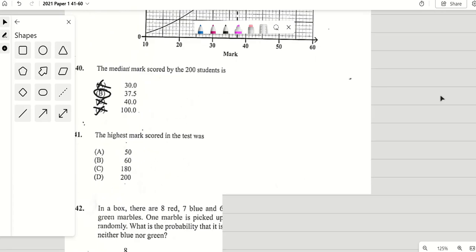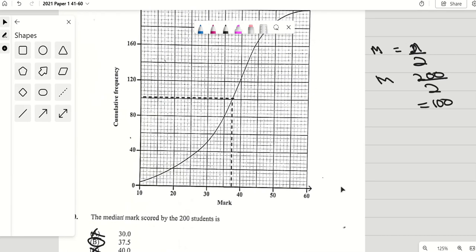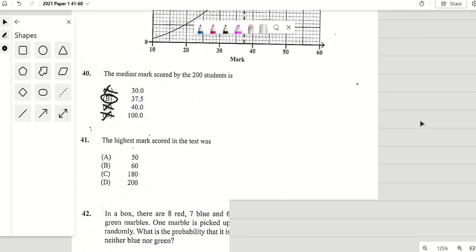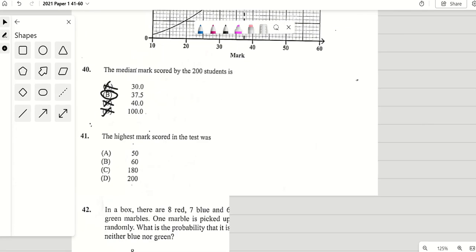The highest mark scored in the test was, now if we look at marks, your highest score would be 60. So what is the highest score? It cannot be 200, right? If the highest mark is 60, it would not be 200. It cannot be 180. Your highest score would be 60.